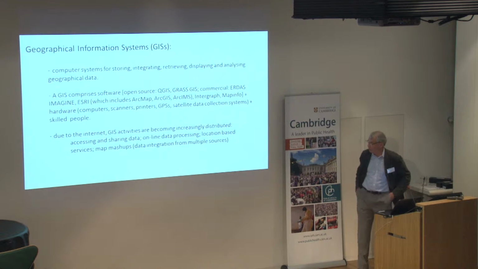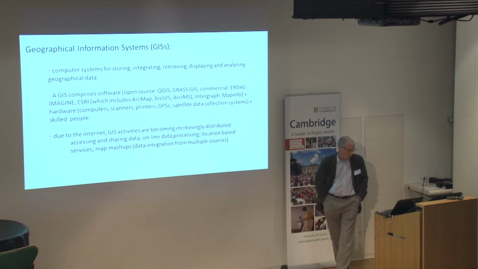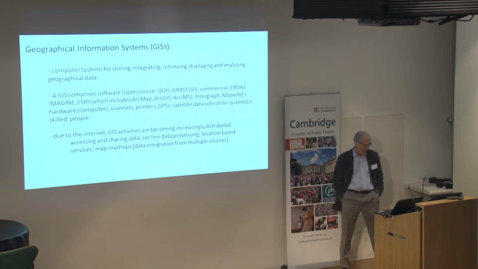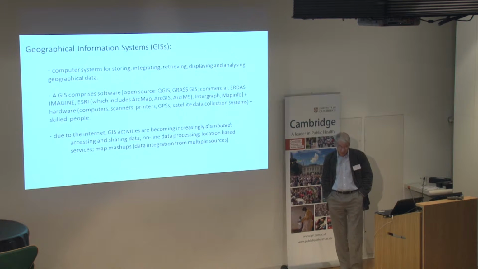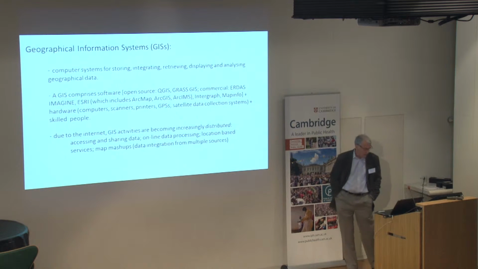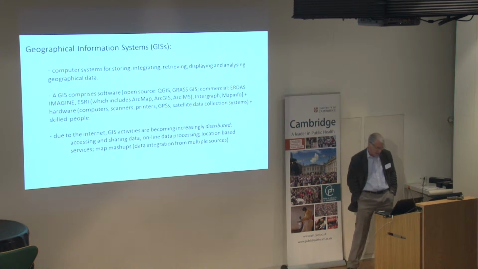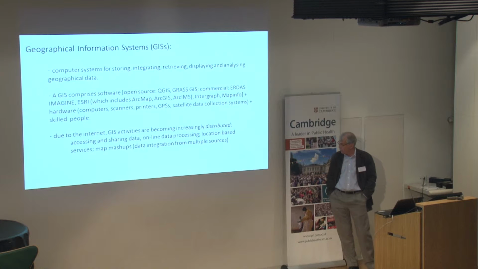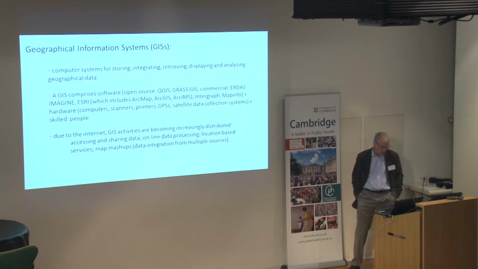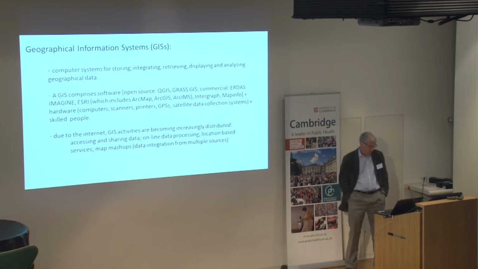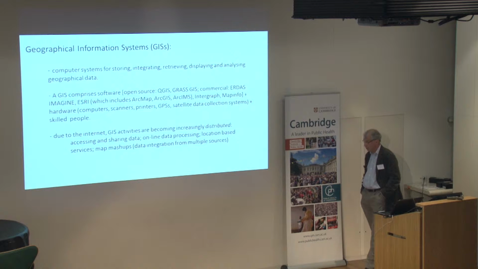Okay, so what is a geographical information system, or GIS? Well, quite simply, it's a computer system for storing, integrating, retrieving, displaying, and analyzing geographical data. A few years ago, and to some extent, of course, it's still the case, a GIS comprises three key components. It comprises the software, some of which would be open source, some of which would be commercial. There's a list there of some of the most well-known open source and commercial software. The hardware, of course, computers, scanners, printers, etc. And of course, the skilled people who could make that system sing.